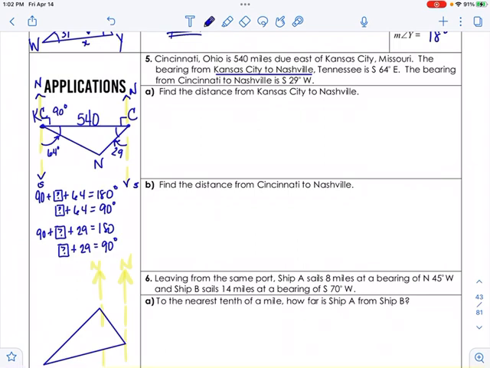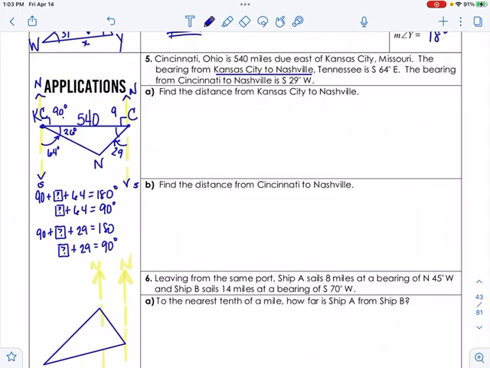That's a right angle because it's due east. Kansas City is west of Cincinnati. Cincinnati is due east, straight due east, so that's perpendicular to our north-south line. So what I can do is say, well, that's 90 degrees plus 64. I can subtract that from 180. 180 minus 90 minus 64 is then going to be 26 degrees here.